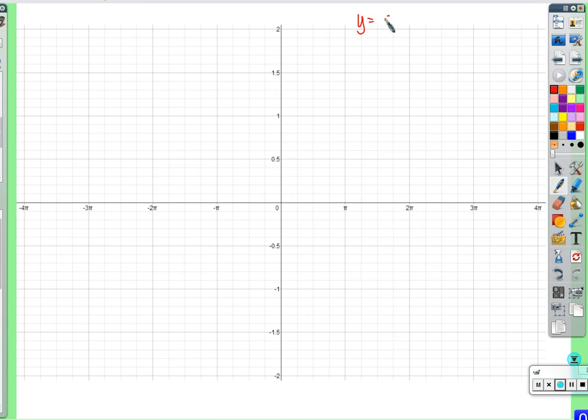Y equals the sine. Remember how we changed the amplitude? How we stretched it vertically, we multiplied the y value. We took the sine and then we multiplied it by something. What if we multiply x by something first and then take the sine?